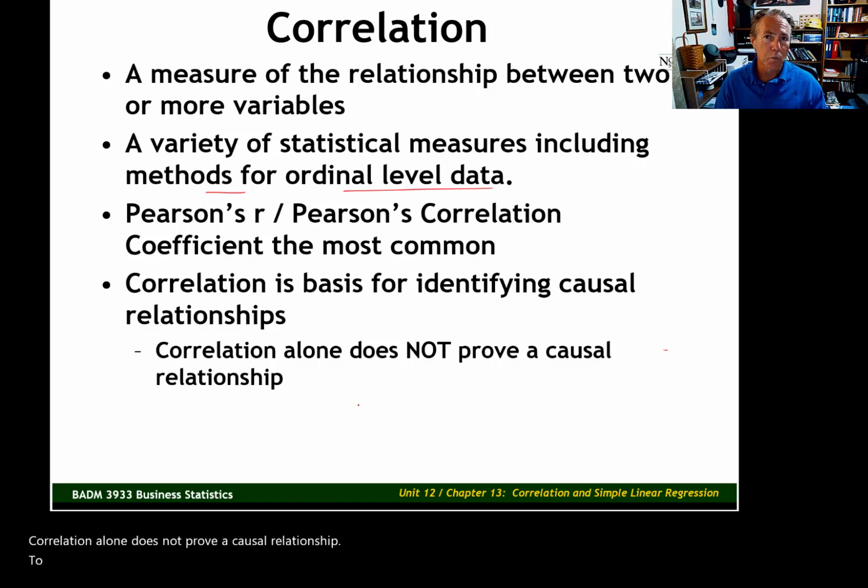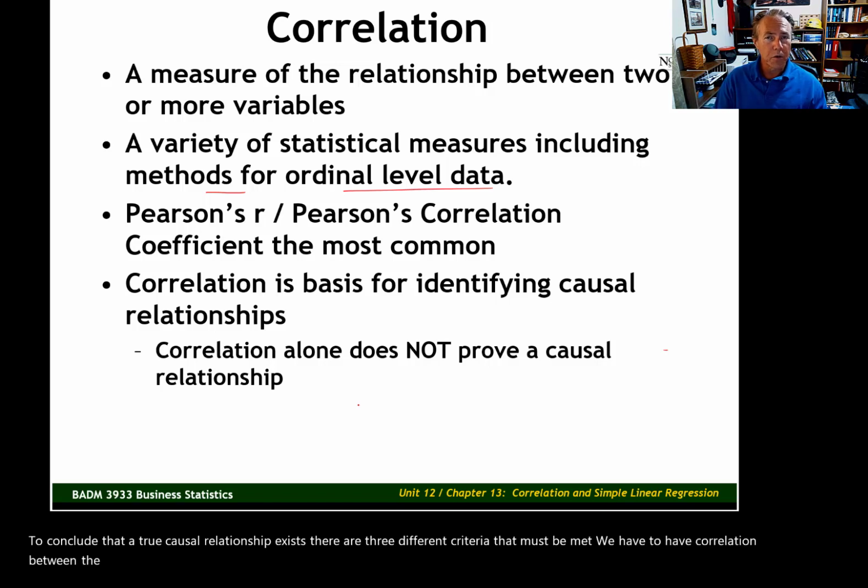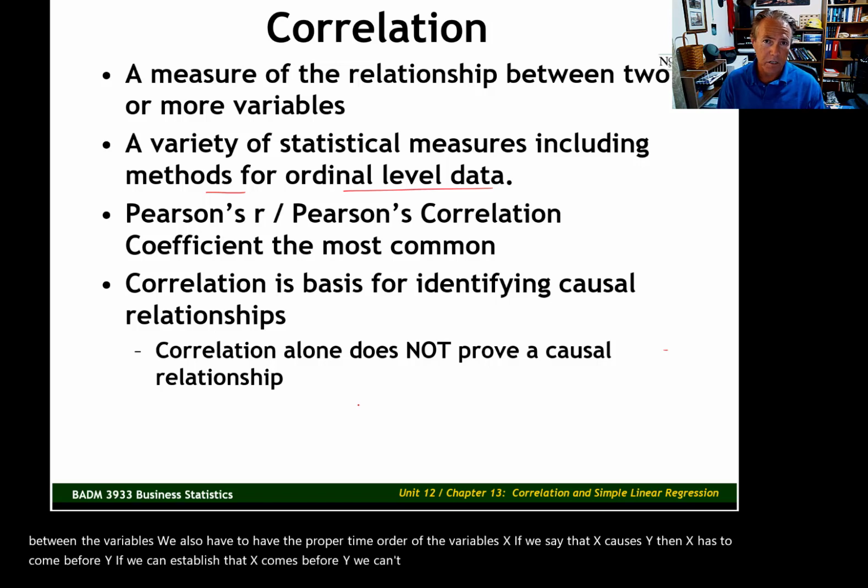To conclude that a true causal relationship exists, there are 3 different criteria that must be met. We have to have correlation between the variables. We also have to have the proper time order of the variables. If we say that X causes Y, then X has to come before Y. If we can't establish that X comes before Y, we can't say that it's a causal relationship.